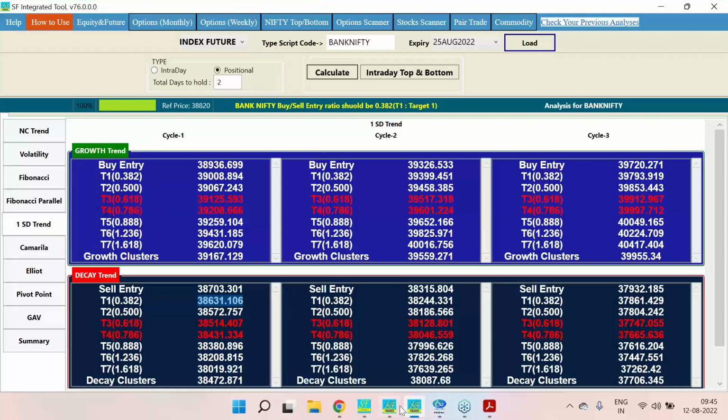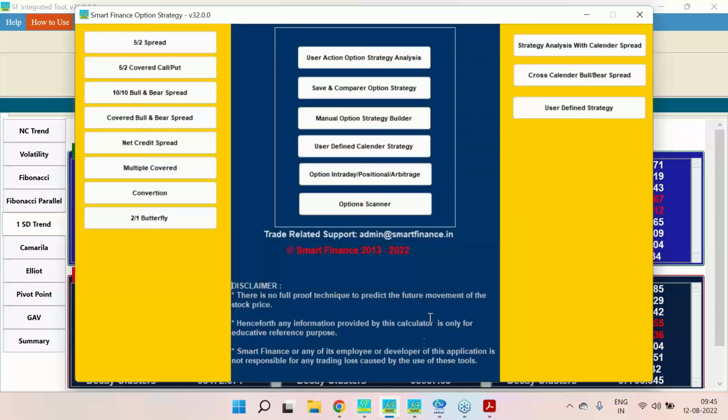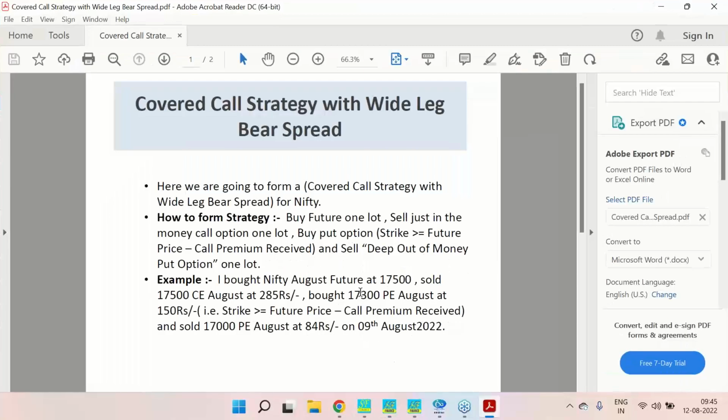Now I'll be moving to the option part, and anybody having any query can put it in the chat box, and we'll attend to it afterwards. Prem will take the user action option strategy. Today he is going to explain one option strategy. The PDF is already given in your handout section, you can download it. Over to him. Good morning, everyone.